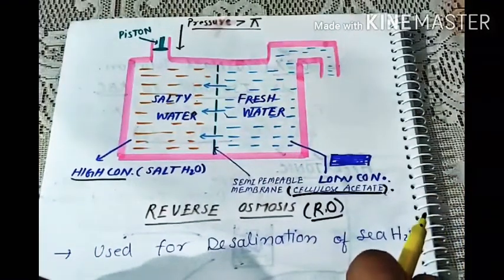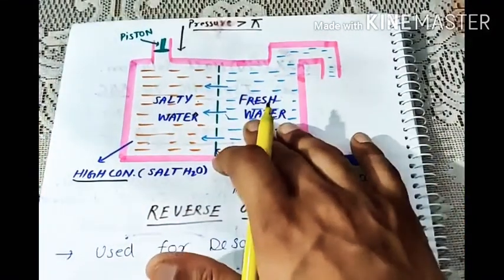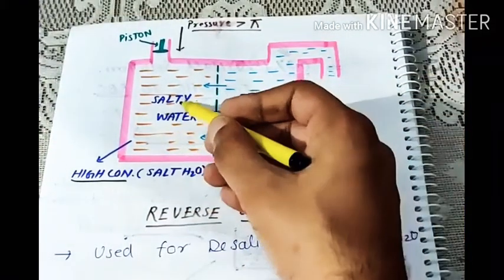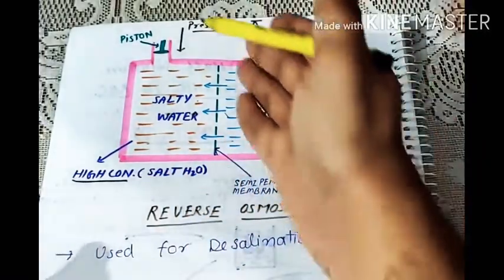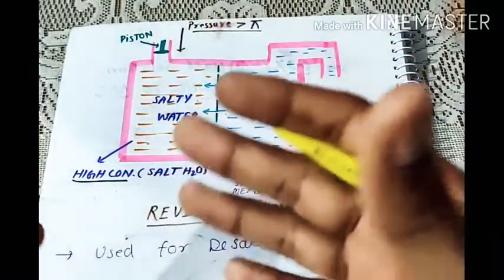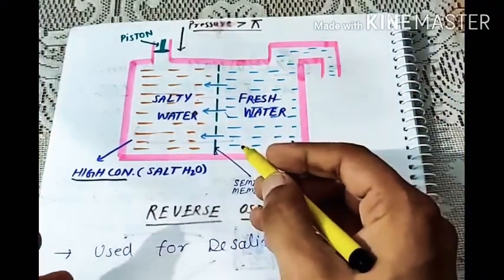Now the thing is, what is the meaning of reverse osmosis? Listen class, what will happen? This is the fresh water having low concentration. This is the salty water having very high concentration. Both the solutions are separated with the help of the semi-permeable membrane. So ultimately, in both solutions, what will happen?